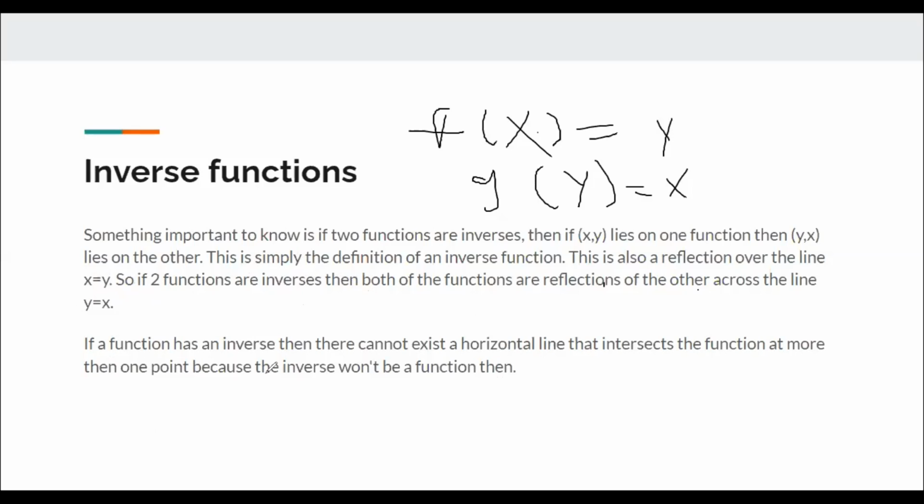And if a function has an inverse, then there cannot exist a horizontal line that intersects the function at more than one point, because the inverse wouldn't be a function then. I'll show you why. Take this function for example. It intersects at 2 points, right? So let this point be negative x comma y, and this point be a comma y. Then when you take the inverse of this function, g of y should be equal to only one value, right? But g of y could be equal to a, or it could be equal to negative x. So that's why the horizontal line test applies for inverse functions.